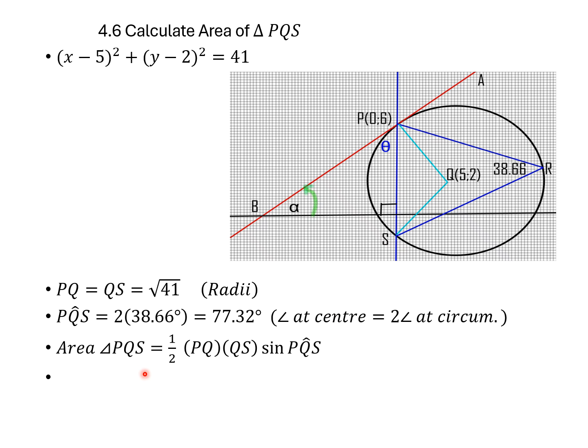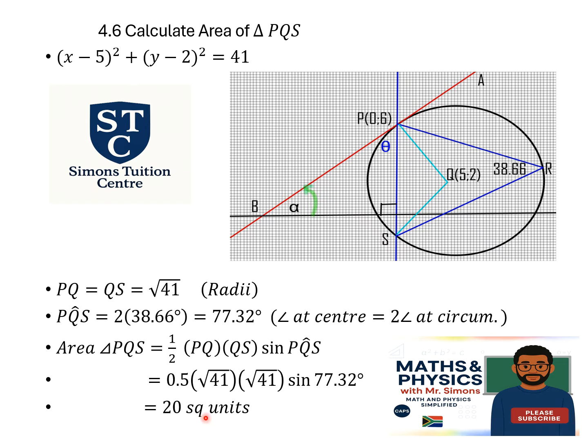Now for area, I'm going to use the area rule. It says half times PQ times QS times the sine of the angle in between the two sides. So half times square root 41 times square root 41, that gives me 41, times the sine of 77,32. If I multiply it all out, I would get the answer of 20 square units, or 20 units squared. So that concludes this exam question.